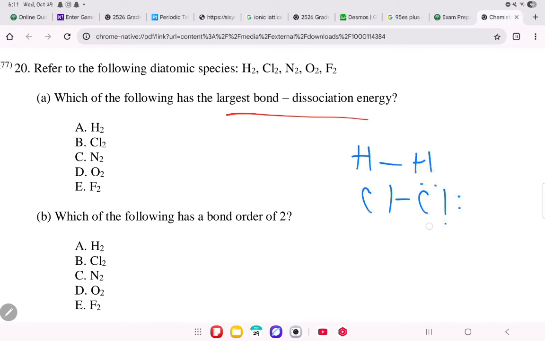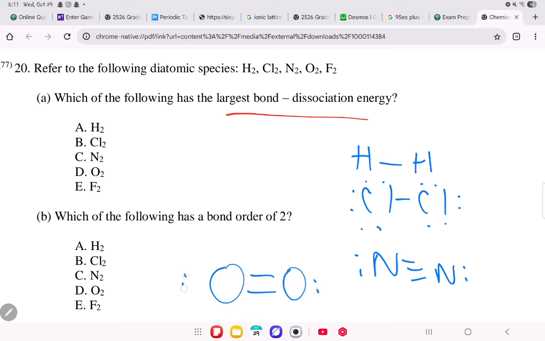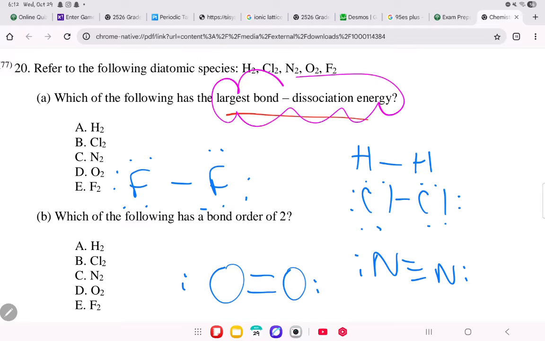Then we have N2, N, triple bond N, lone pairs, O2, O, double bond O, and then F2, so F, single bond F, and it's going to be 1, 2, 3, 4, 5, 6. So definitely the largest bond dissociation energy will be the energy needed to break the most amount of bonds. Basically, you choose the one with the most amount of bonds, which in this case is N2. That means C is the correct answer.